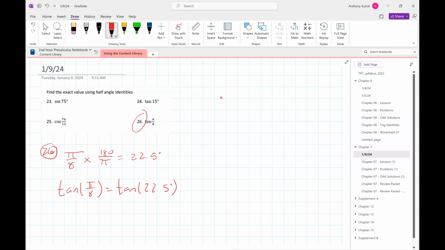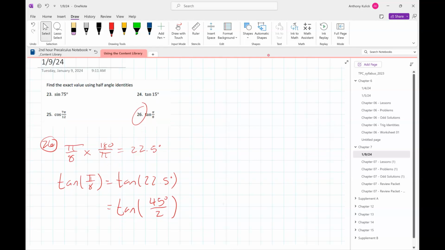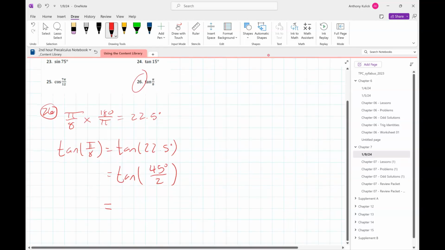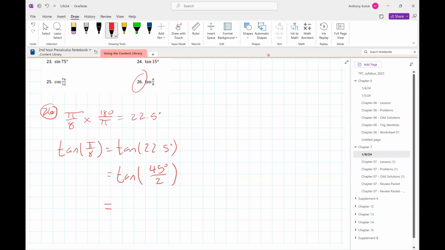Now, I want to rewrite 22.5 as a half of a unit circle angle. Well, 22.5 is half of 45. So I go and I look at my half angle identities. I want to use H3, but I have 3 different versions of H3. None of them are wrong to use, but me personally, one of them seems way more convenient than the others to use.